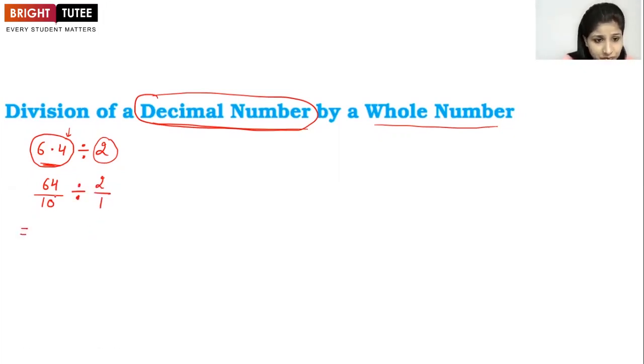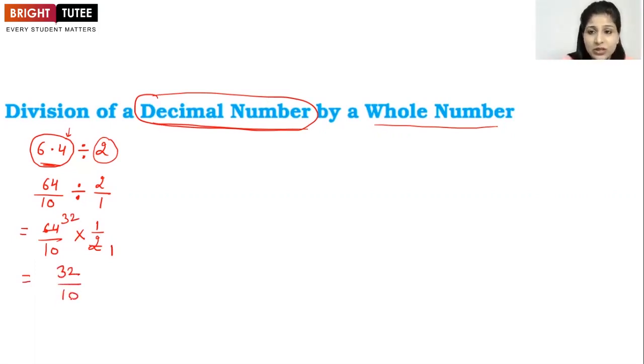Now 64 upon 10 is there. The division sign will get changed to multiplication, and 2 upon 1 will get converted to 1 upon 2, which is nothing but the reciprocal. So we can cancel 64 and 2. 2 1s are 2, 2 3s are 6, 2 2s are 4. So the answer that we get is 32 upon 10.